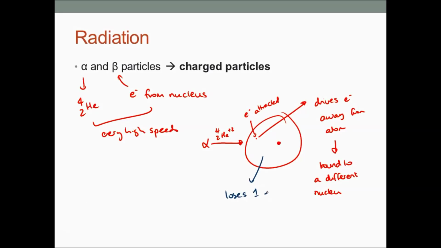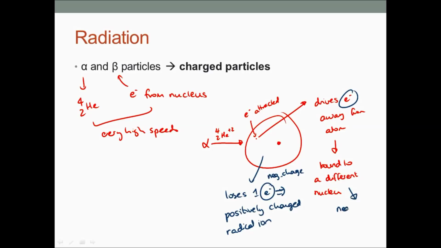Now this atom itself loses one electron. When it loses one electron, it becomes positively charged, because an electron is negatively charged. So we're left with a positively charged radical ion, because it now has an odd number of electrons. Similarly, the atom or molecule that the electron is now bound to is now negatively charged.